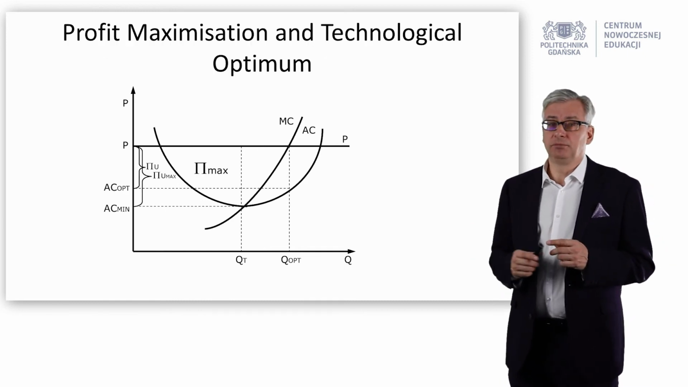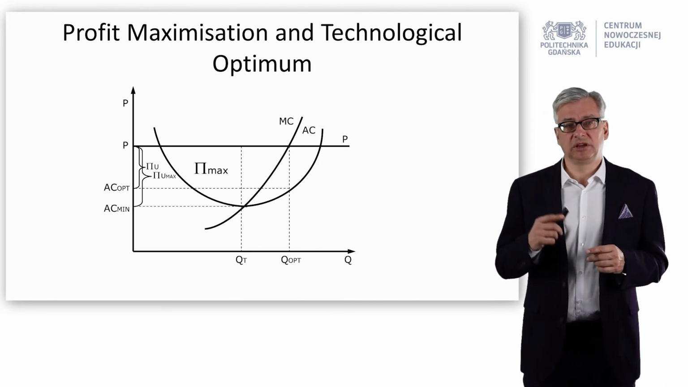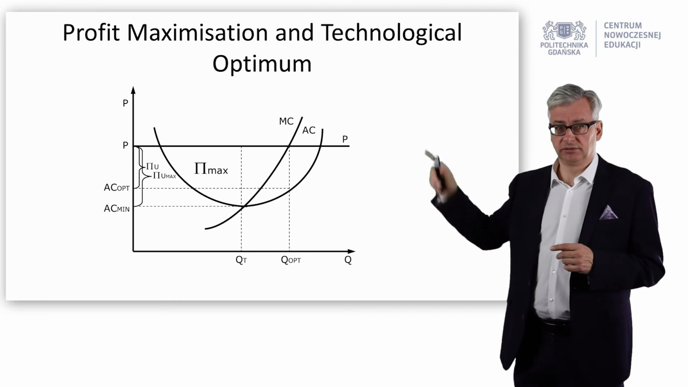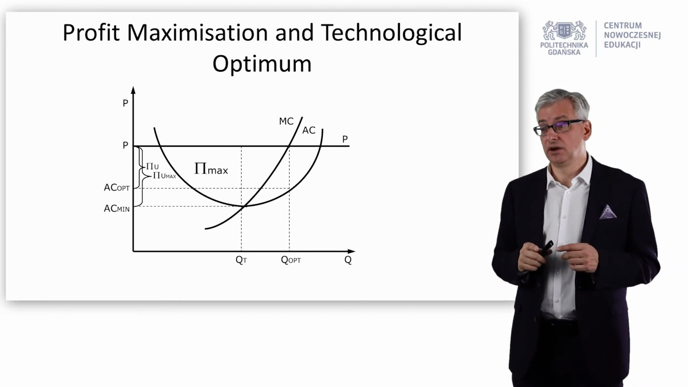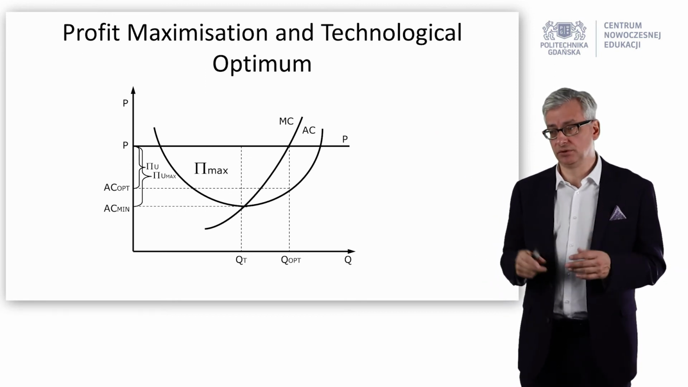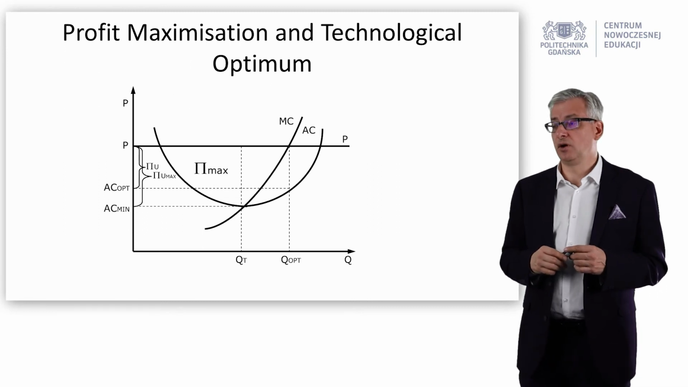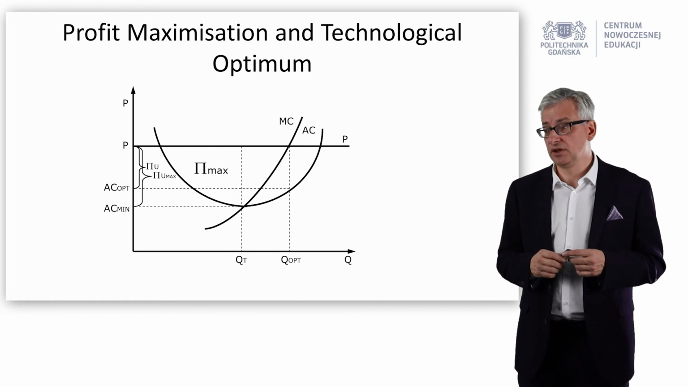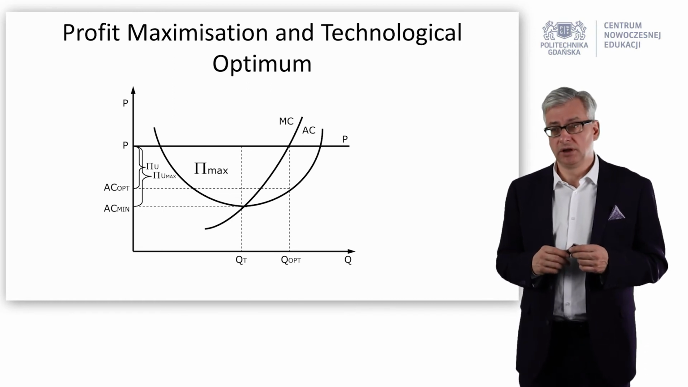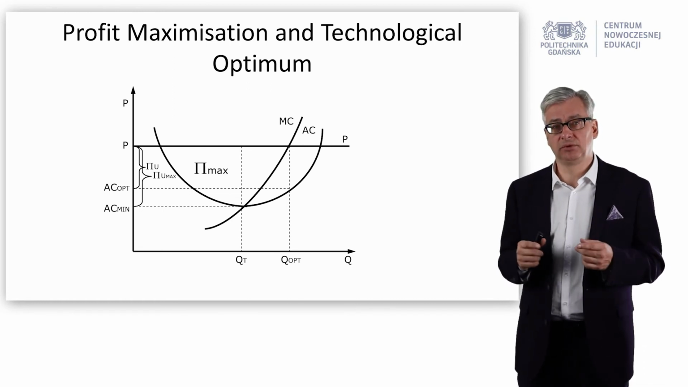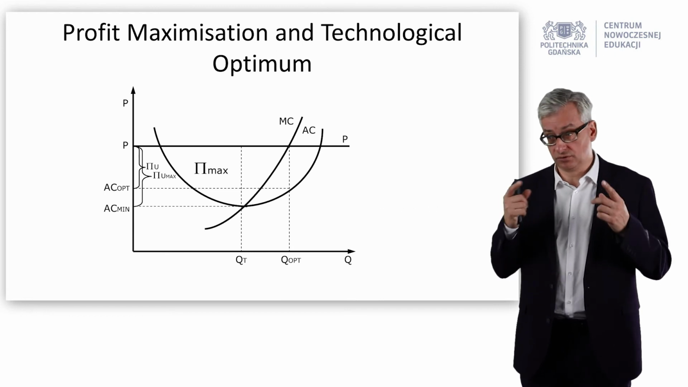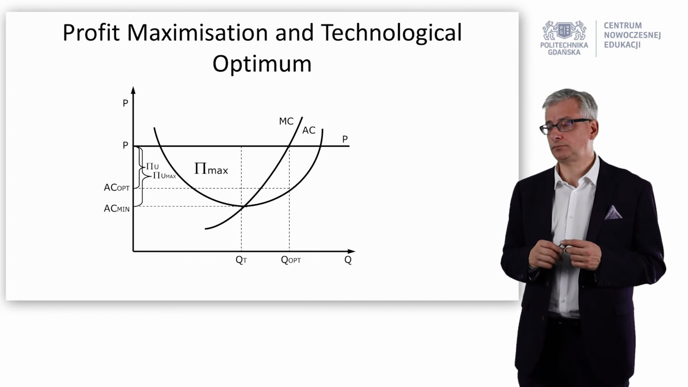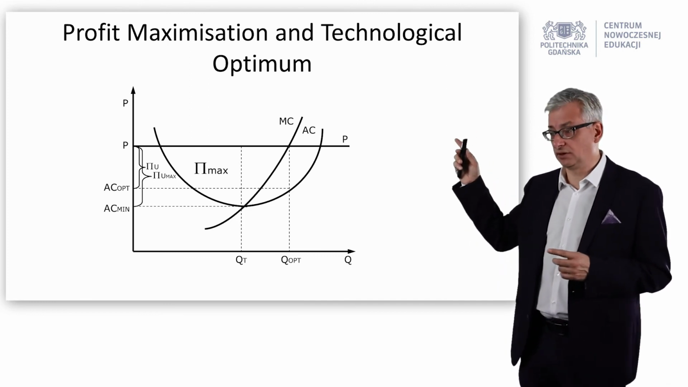The comparison between profit maximization and technological optimum is given here with this slide. So you can clearly see a comparison between those two. What are the similarities? What are the differences? First of all, let's be able to grasp the profit. How do we find profit in such a graph?